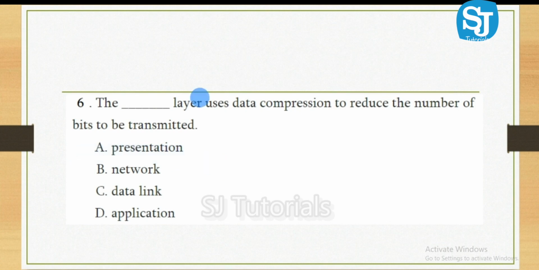Data compression, or reducing the size of the data, is the duty of the presentation layer. So here the duties of the presentation layer are simply described using some questions.